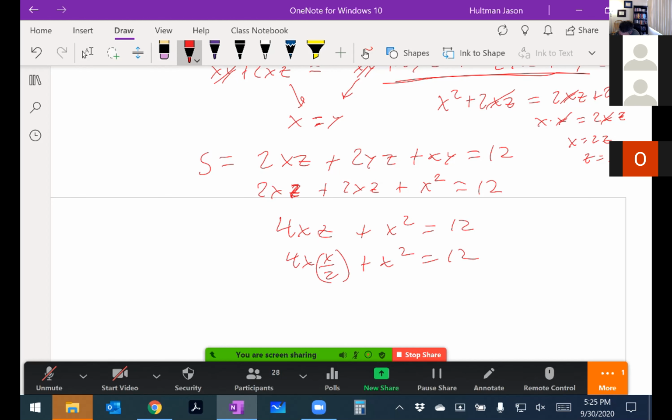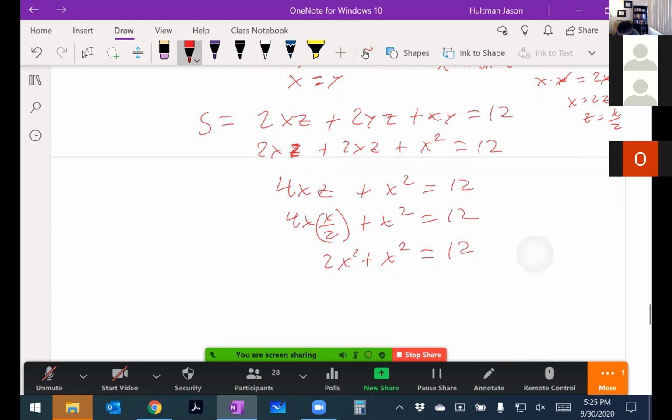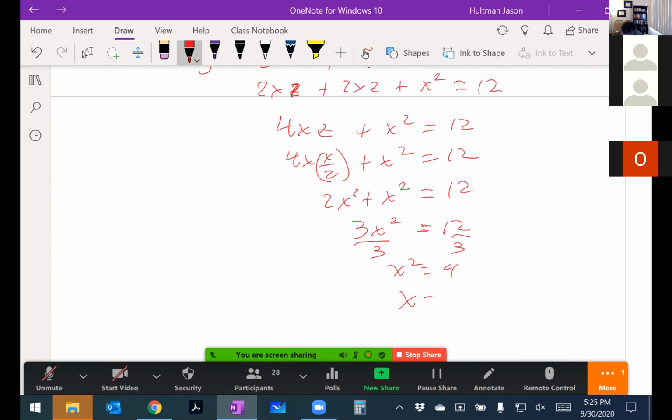Okay. So what is this? This is 2x squared plus x squared equals 12. Interesting. Okay. So what is this? This is 3x squared equals 12. Divide by 3, x squared equals 4. So x equals 2, right? It could be plus or minus 2. But this is a box, so I'm going to go with x equals 2.